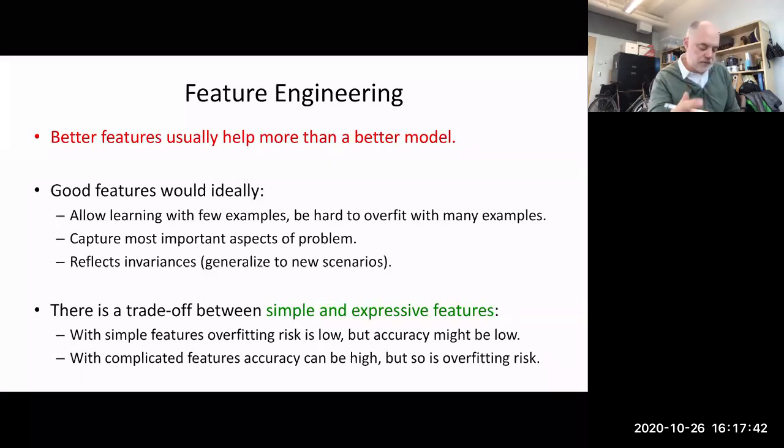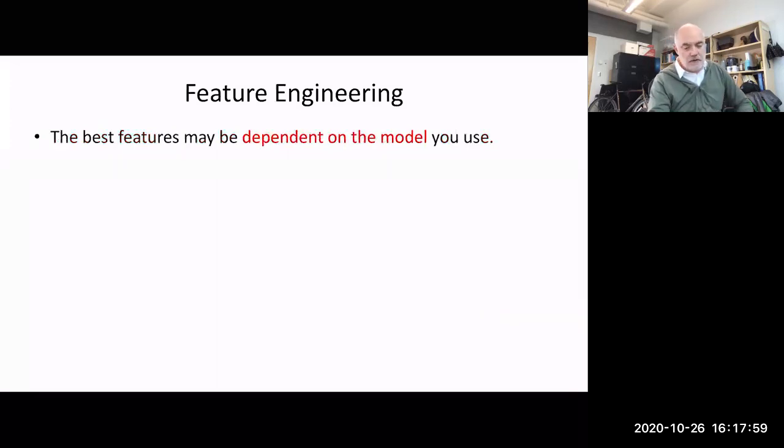And of course, there's always a trade-off between simple and expressive features. If you have simple features, because the model is going to be simpler as a result, the risk of overfitting is low, but the accuracy might be low. With complicated features, accuracy can be high, but there's a risk of overfitting.